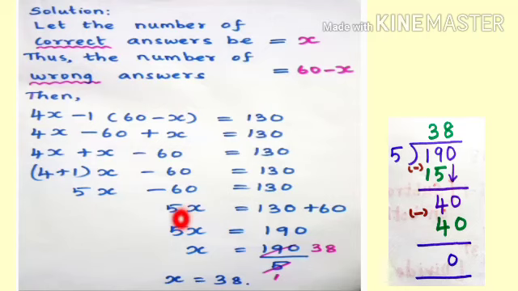And here 5 is transferred. By using the transposition method, it is transferred to the other side as 1 by 5. So, x is equal to 190 divided by 5. So, now by dividing 190 by 5, we get 38. So, x is equal to 38. Hence, the number is 38, the correct answer.